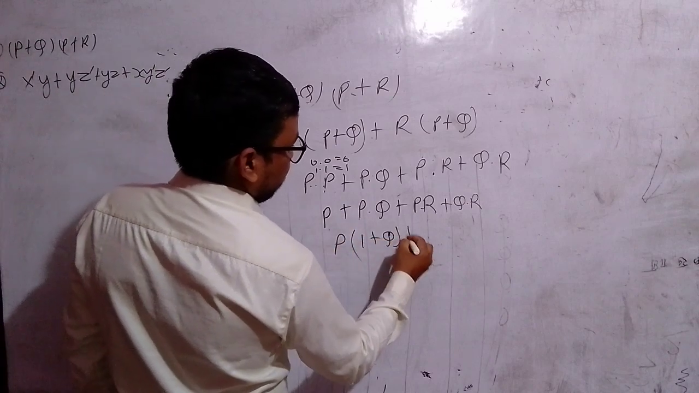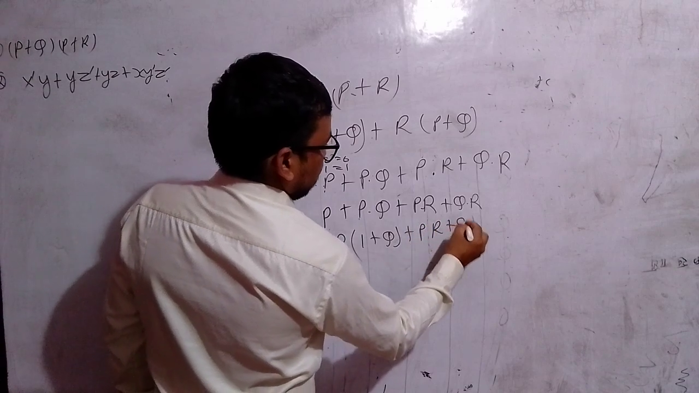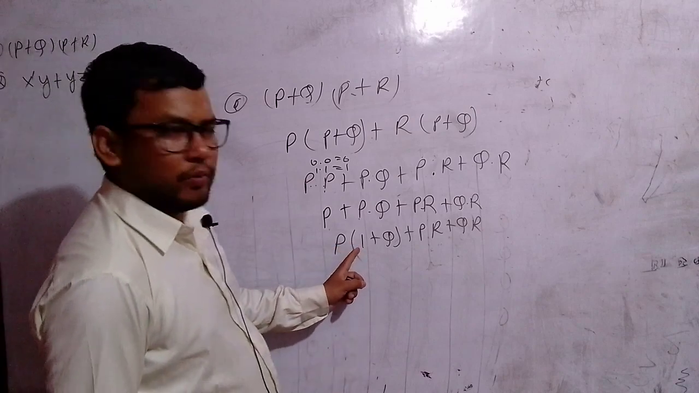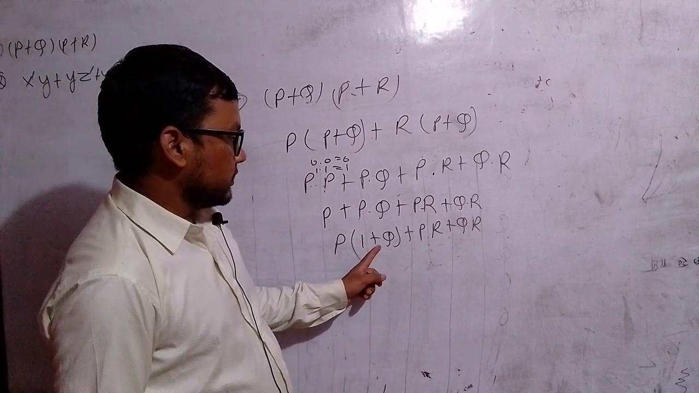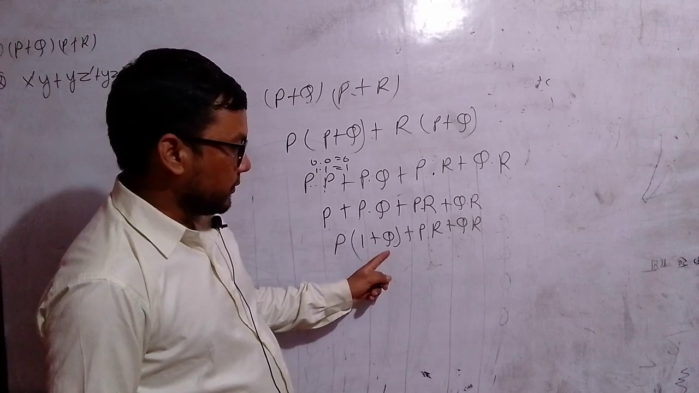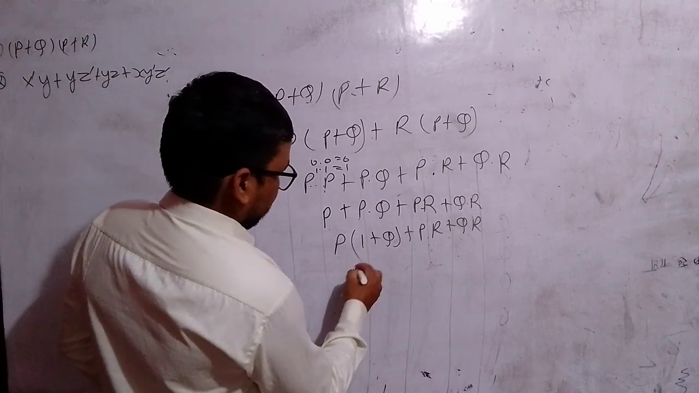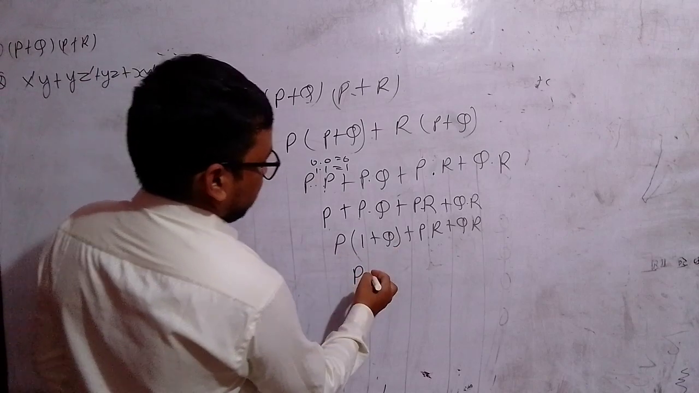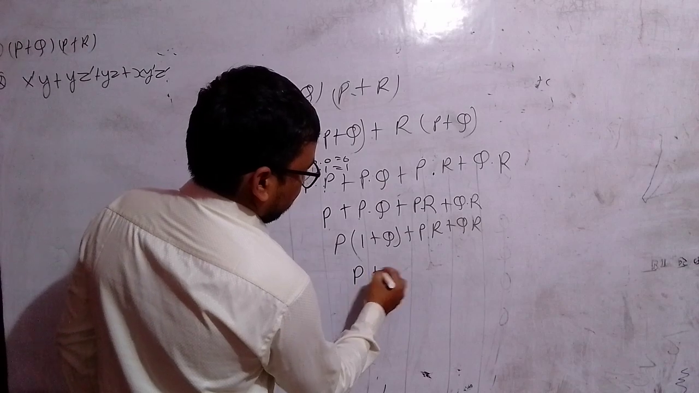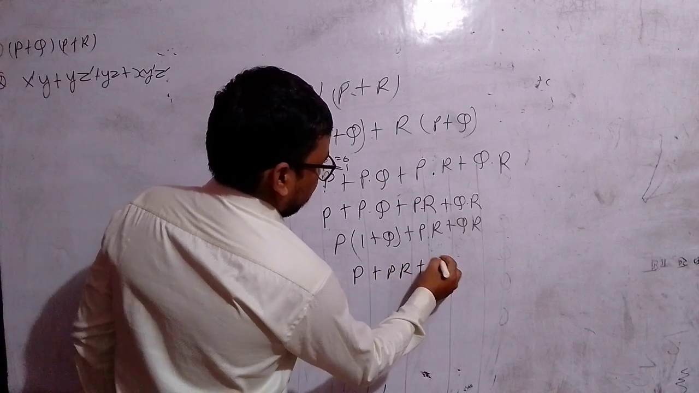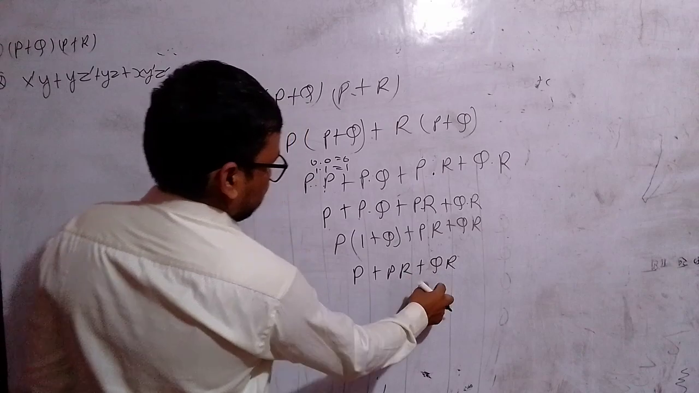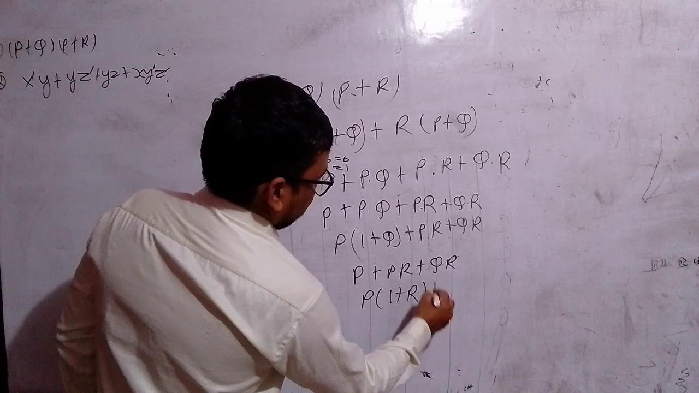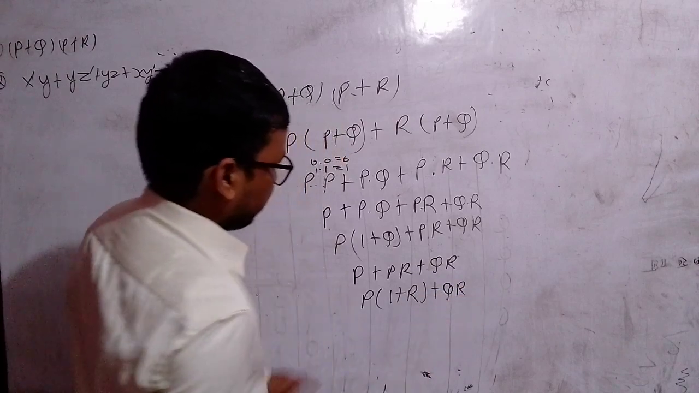1 plus Q plus PR plus QR. Now 1 plus Q: if we get 1 in an OR operation, regardless of the other input, we will get 1. So P times 1 will be P, plus PR plus QR. The other terms: let's take P common here again. 1 plus R plus QR.